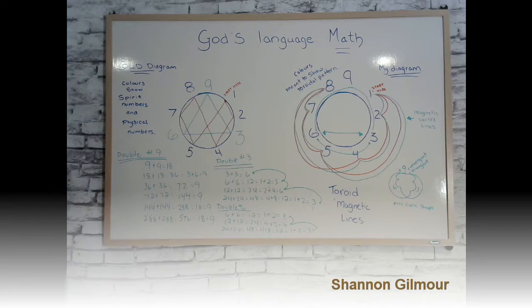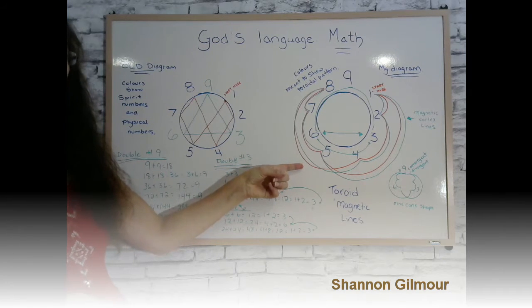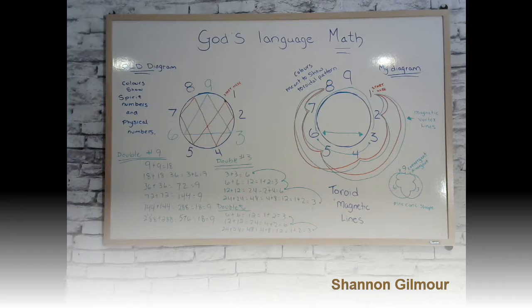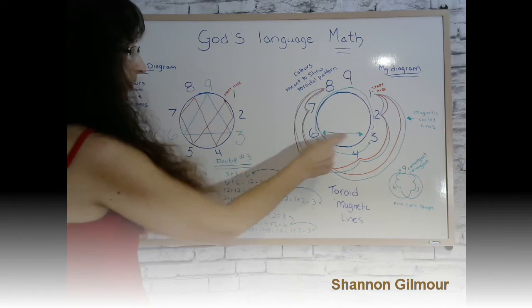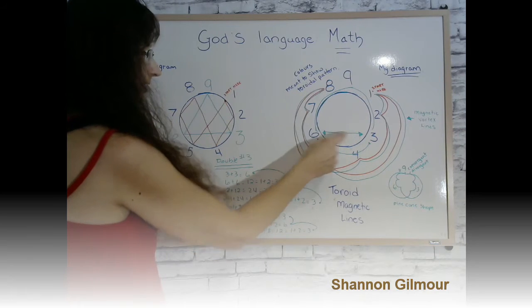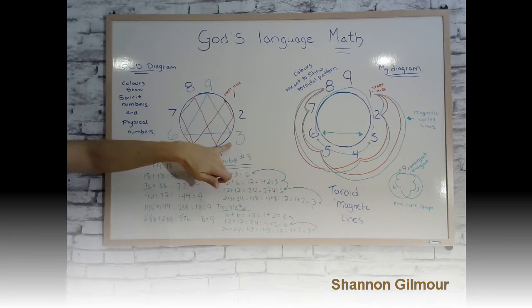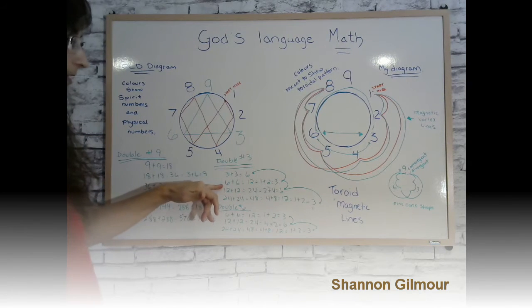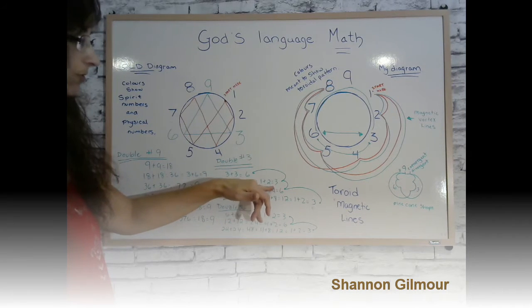So this caused me to take a look at this patterning in a different way, right here. When you double the number 3, you actually get an oscillating pattern between the number 3 and 6. And this is also shown with the number 6. So here on this diagram, I have arrows showing that there is an oscillating pattern between 6 and 3. So when you double 3, 3 plus 3 is 6. 6 plus 6 is 12, which can be broken down into 1 plus 2 equals 3.